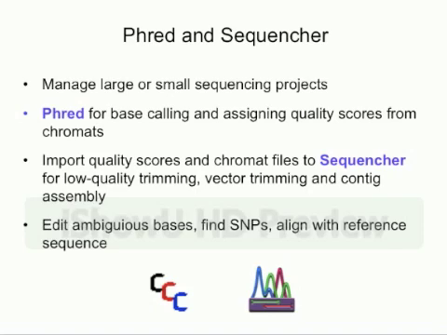And Sequencher can read those quality scores and import them into a project, then make an automatic alignment, and report back whether there are any differences from the reference or any polymorphism within the sequence reads. Sequencher can also do low quality trimming, vector trimming, and contig assembly. So that's what we use in the lab. And then you can edit all the ambiguous bases and find SNPs and align with reference sequences, etc.